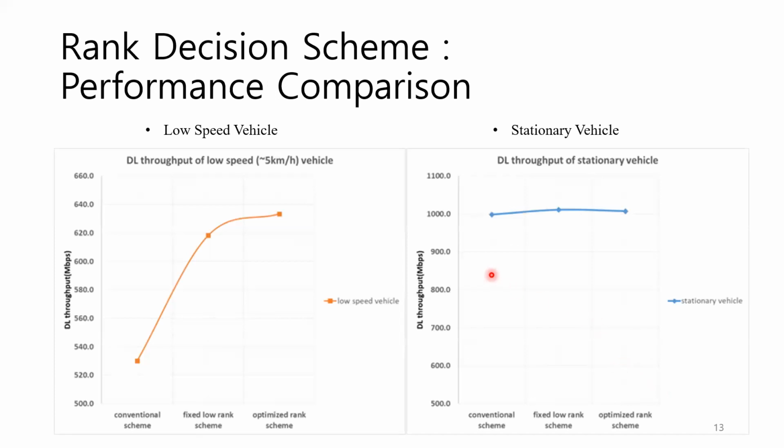This page shows the overall performance graph after applying the new rank optimization scheme. The performance of the low speed UE has been significantly improved, by 16.7% compared to the conventional method. This is the conventional method and this is the optimized rank scheme. And the stationary UE, stationary vehicle, performance is similar regardless of test condition. Also, we can fix a low rank scheme for reference, like this.